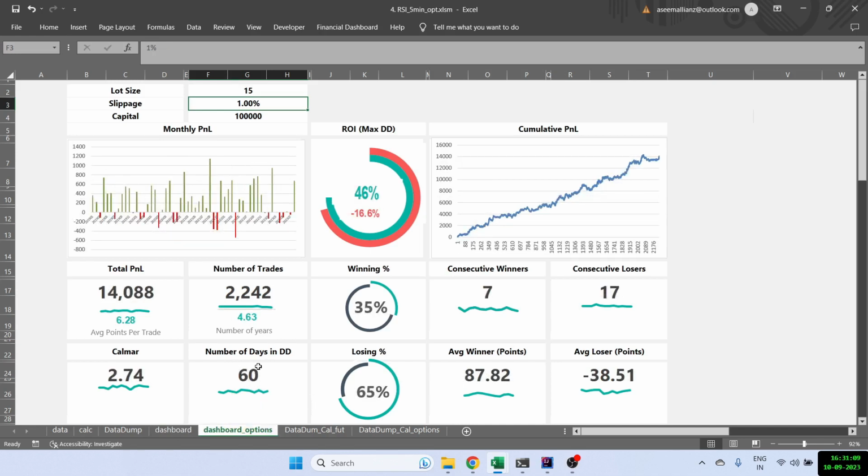So overall the strategy is performing pretty good, I would say. It's going pretty good in options. We can probably try to optimize it a little better, but on a 5-minute time frame with these rules, I think the strategy is performing decently well. Thank you.